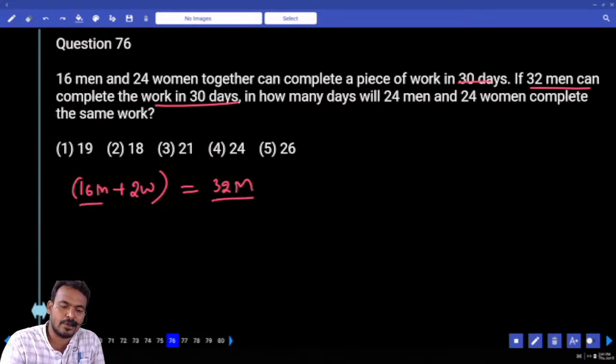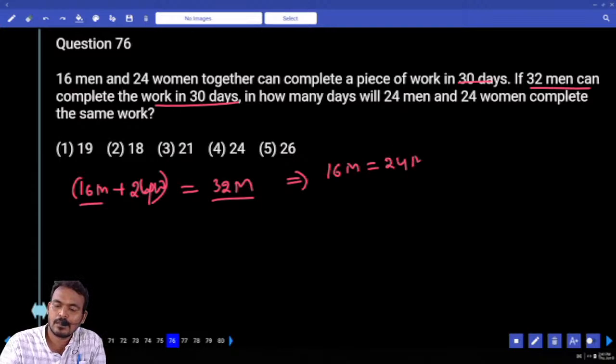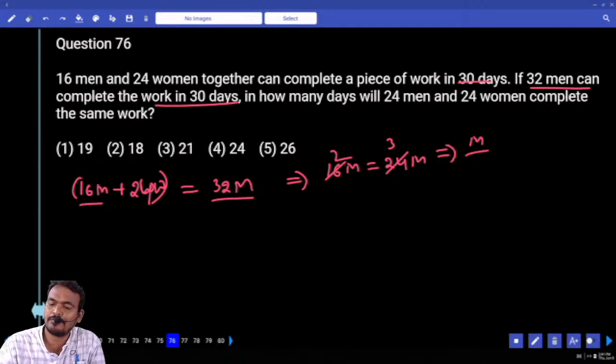16 men and 32 men. What is the difference? 16 men and 24 women, or not? 24 women equal to which one? 16 men. What is the ratio? 2 times and 3 times. Men by women, what is the efficiency ratio? 3:2, or not? 3:2.